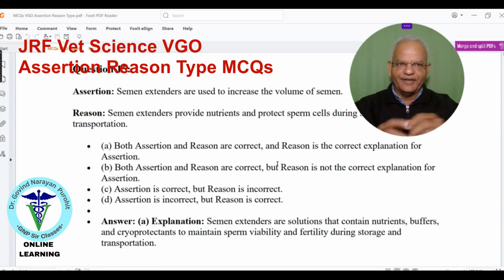So these types, maybe these are simpler ones, but a bit complicated ones may appear in the JRF in veterinary science. So I think attempting or listening to these types of questions will help you out in attempting and scoring in JRF.